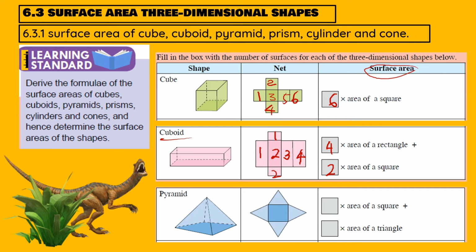Next is pyramid. How many areas of a square? 1. This is this one. How many areas of a triangle? 1, 2, 3, 4. 4 areas of a triangle. 1 area of a square plus 4 areas of the triangle will make the surface area of a pyramid.